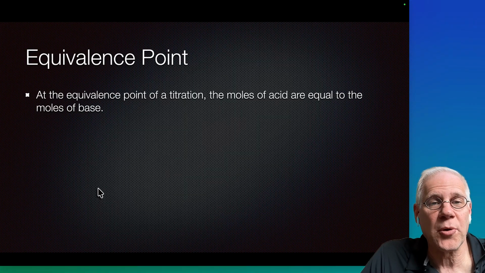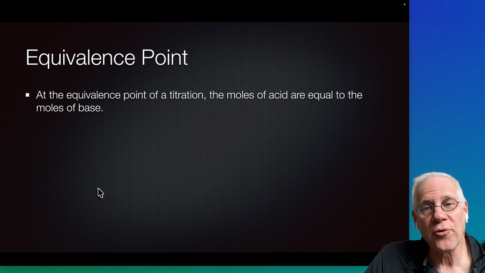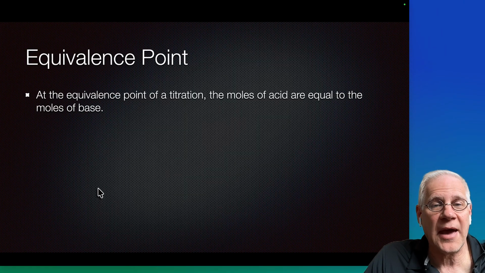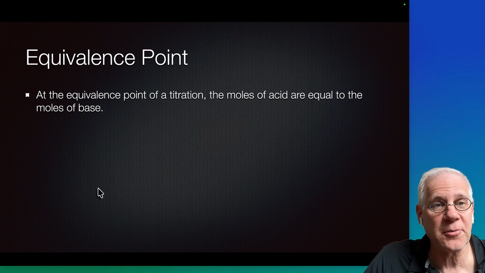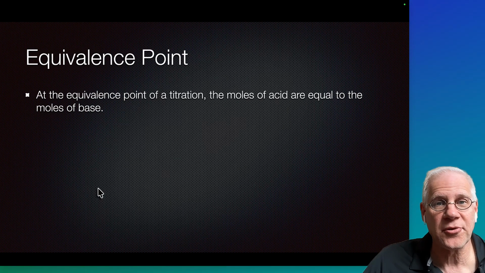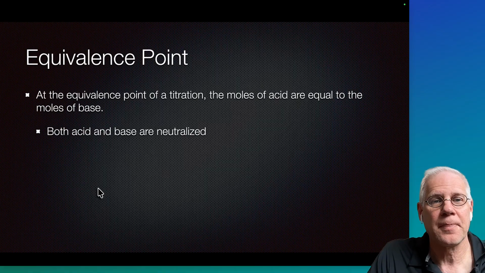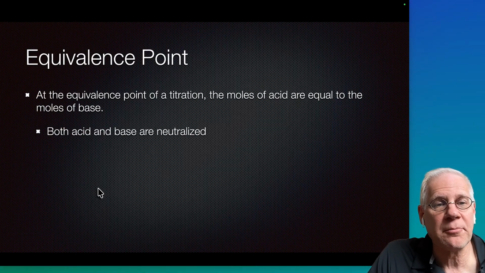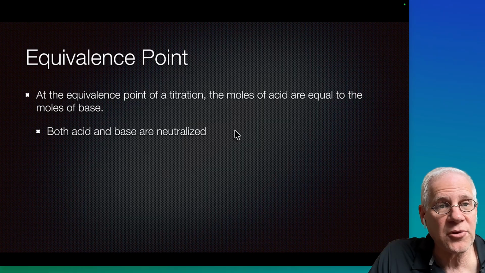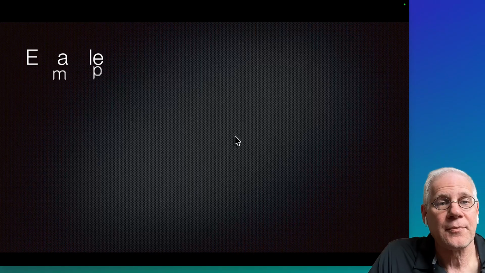Now, at the equivalence point of a titration, that's where the moles of acid are equal to the moles of added base, or vice versa. It just depends on what you're titrating with. So at the equivalence point, both your acid and your base are neutralized. So you have none of the original acid or the original base, and you have none of the added base or added acid.